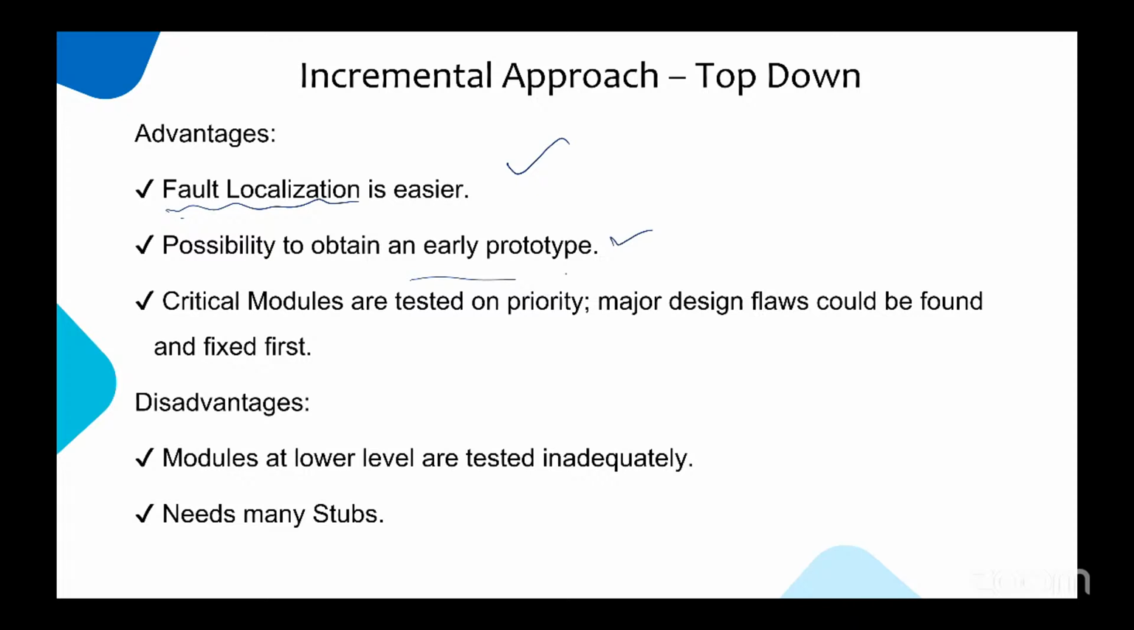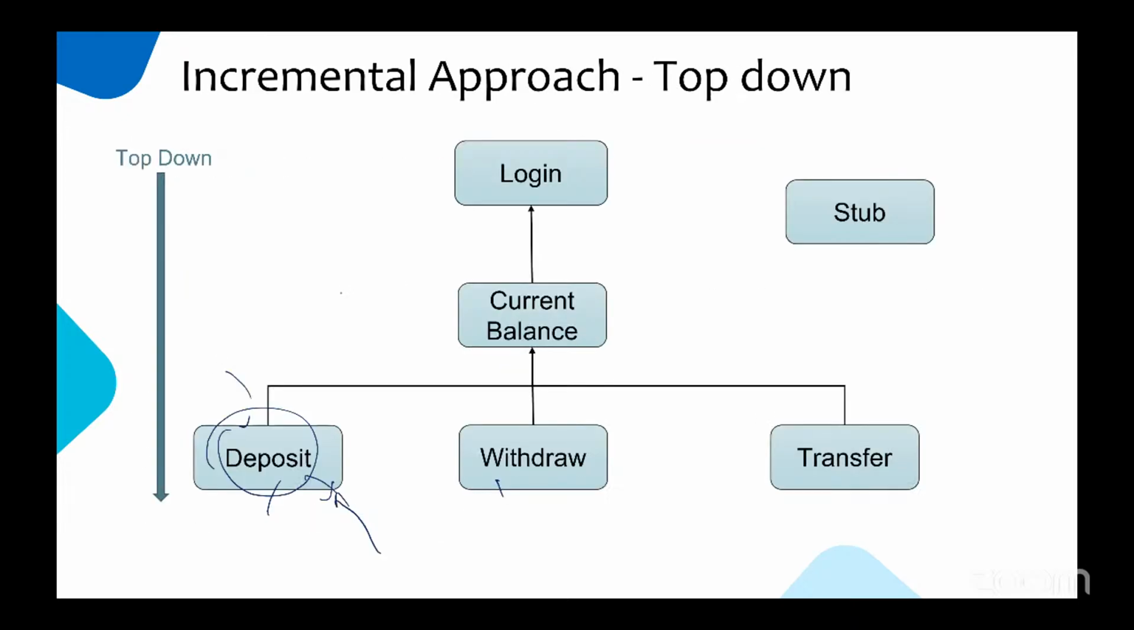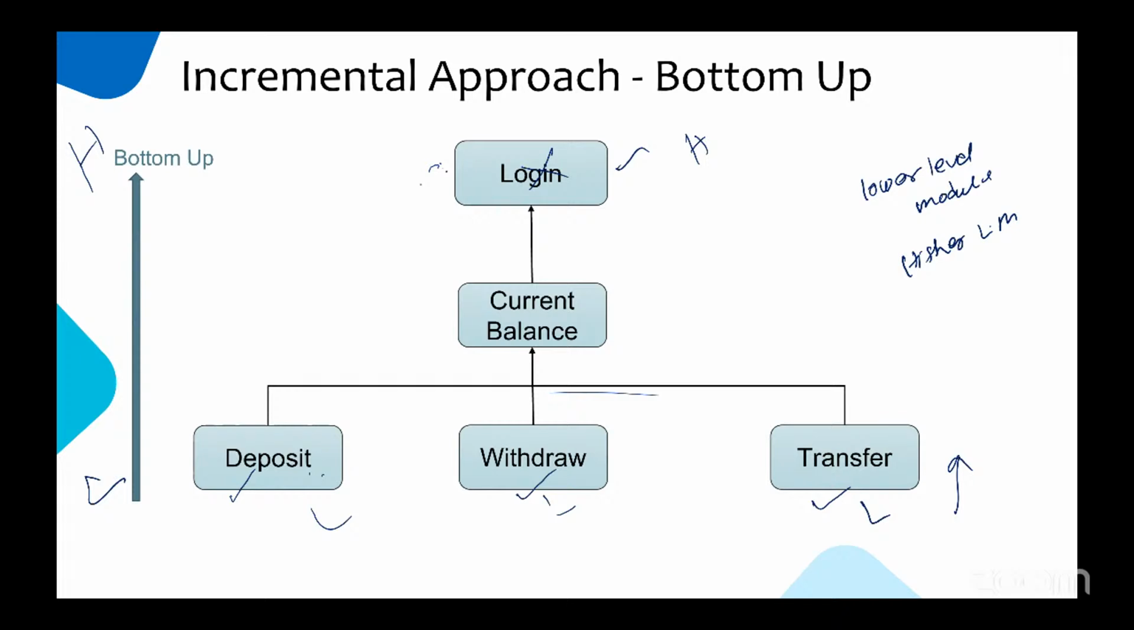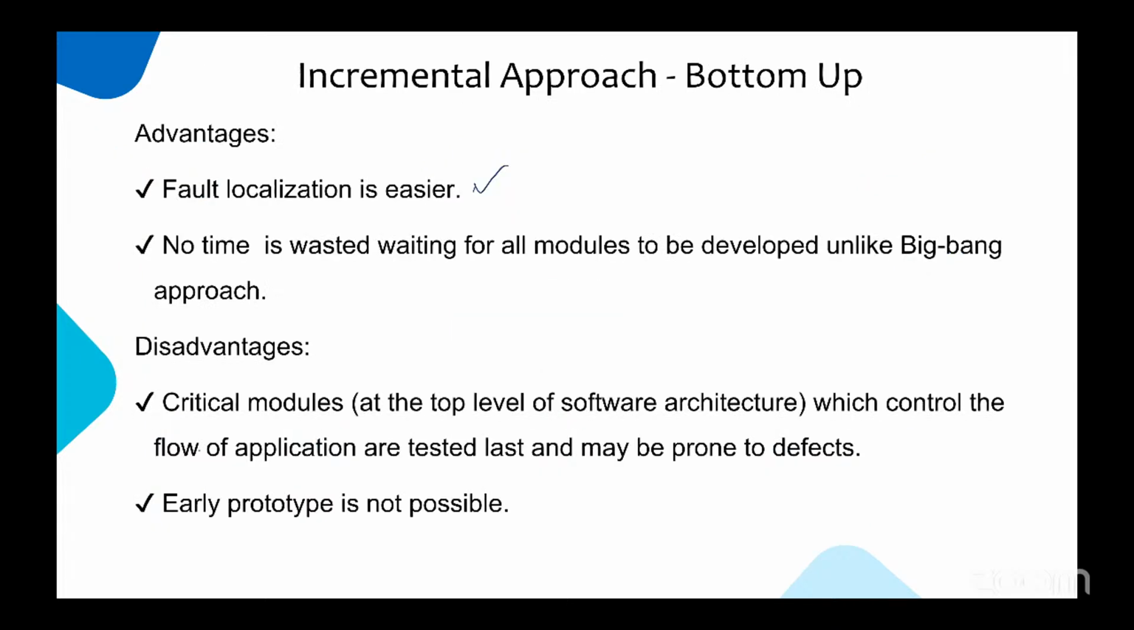As I said, if the critical modules are in the topmost, so okay, bottom up, no, sorry, guys. Okay, we are starting with the bottom up for easier. No time is wasted waiting for all modules to complete. And what is the drawback is if the critical modules are in the top, it means we have very less time for the testing. That is again the quality is not much better. And here we don't have early prototype.